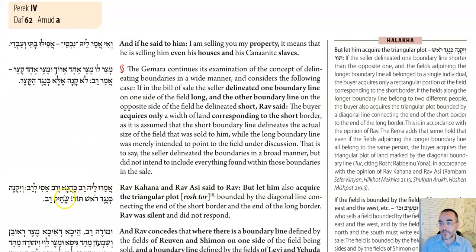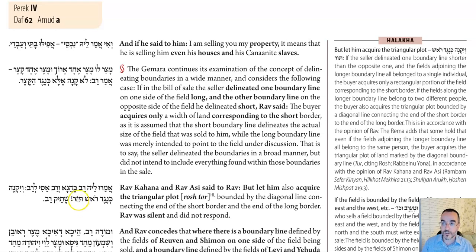Amru le Rav Kana v'Rav Aseh le Rav v'ikneh keneged rosh tor shatik Rav. However, Rav Kana and Rav Aseh told Rav, wait a second. Why not make it a triangular plot? Rosh tor literally means the head of an ox. Head of an ox, like its horns. It looks like something like the letter A.